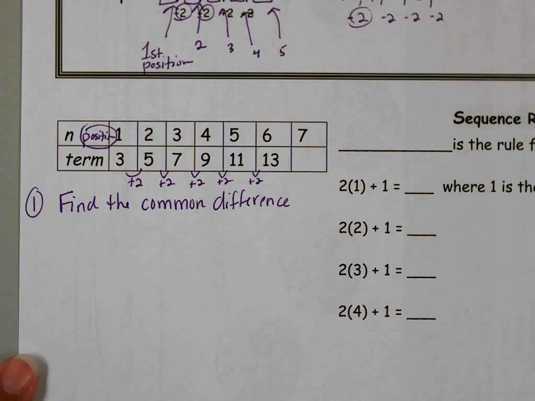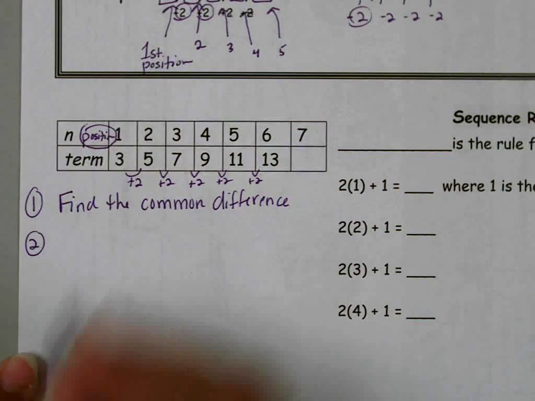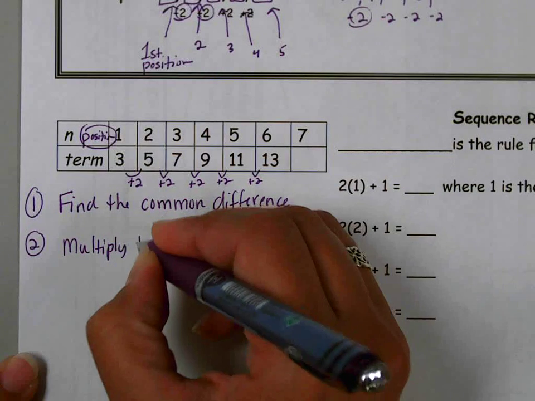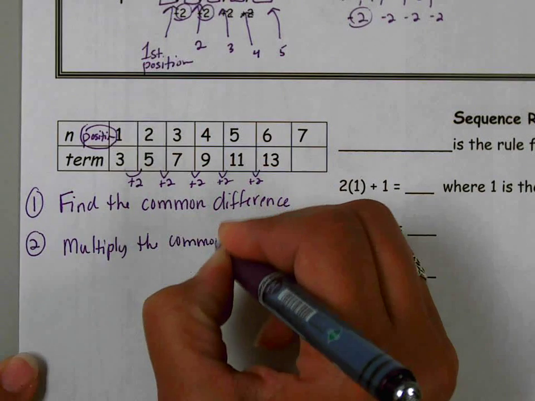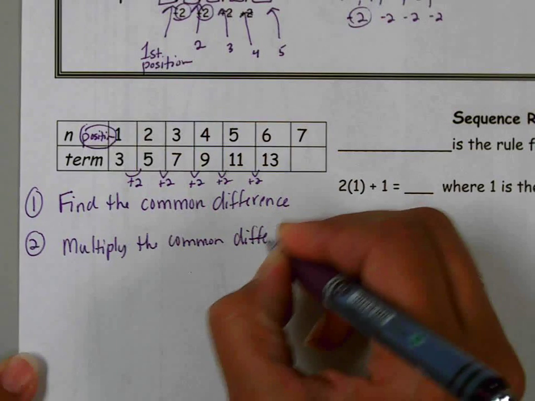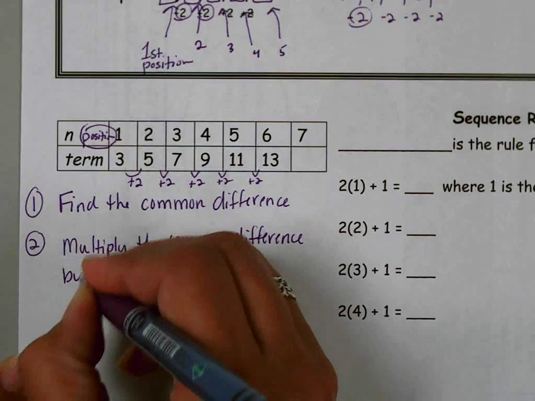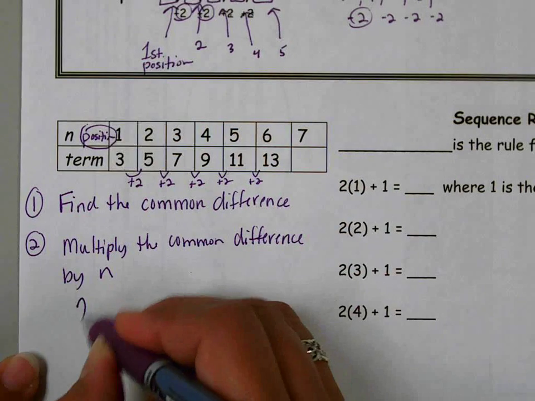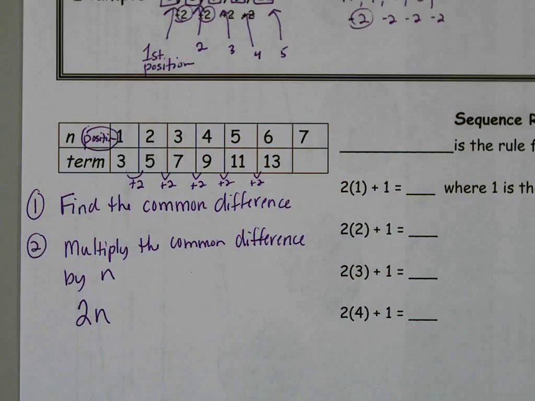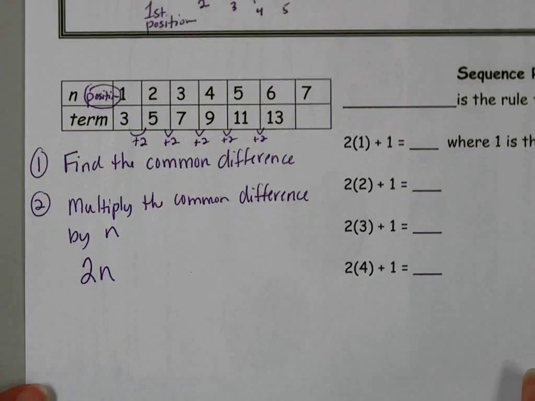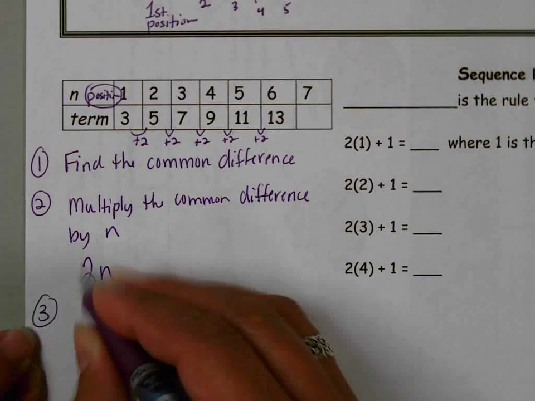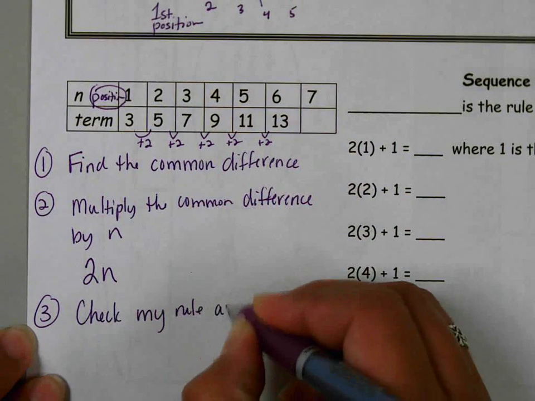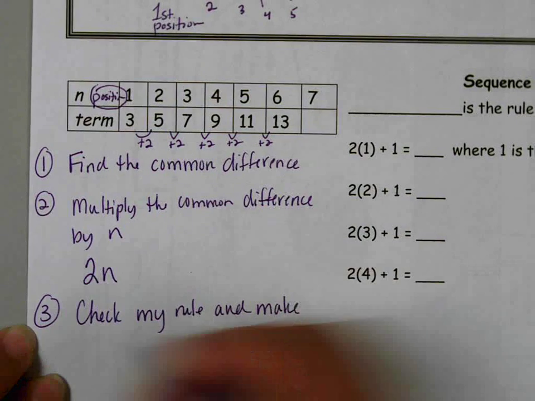So the second thing I'm going to do is multiply the common difference by n. My common difference was 2, so I'm going to say 2n. And then the third thing I'm going to do is check my rule and then make adjustments as necessary.